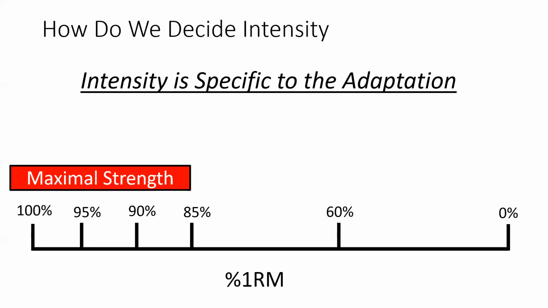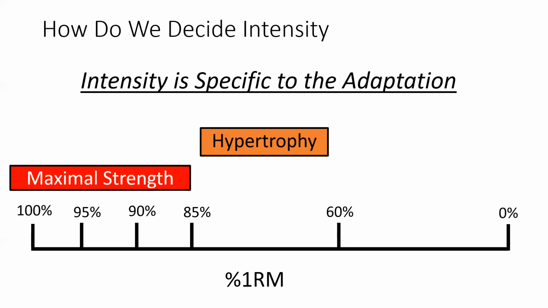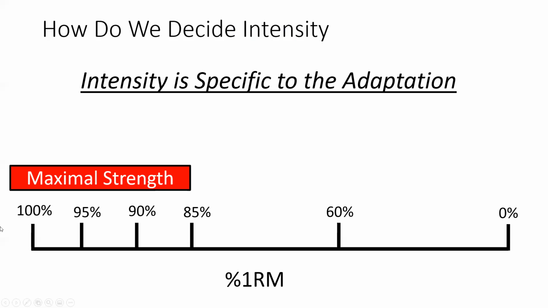If we're looking at this from a repetition standpoint, 85% is about a 5 repetition maximum. 90 is closer to a 3 repetition maximum, 95 closer to a 2 repetition maximum. And then anything above 95%, you're probably only doing it for 1 repetition. You probably can't do 2, but you can do heavier for single repetitions.